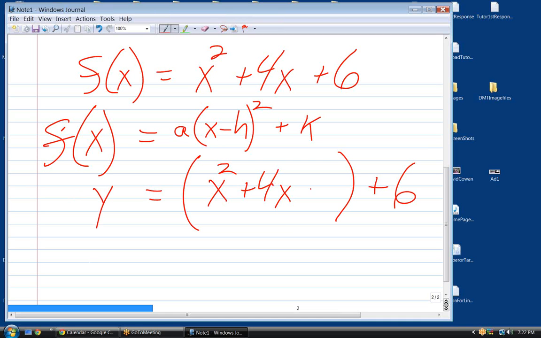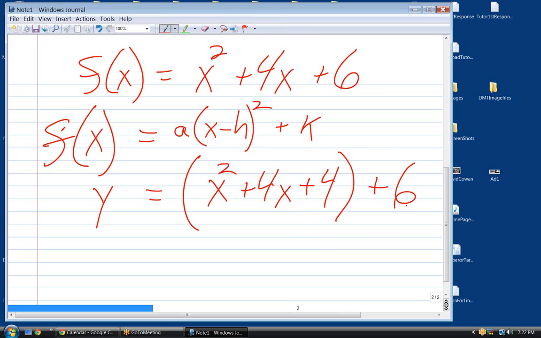So we want to complete the square. The way you complete the square is you take half of the coefficient of the x term and square it. Well, what's half of 4, and then square the result? So 4. Okay, so I'm going to add 4.